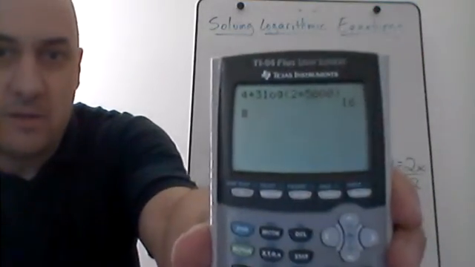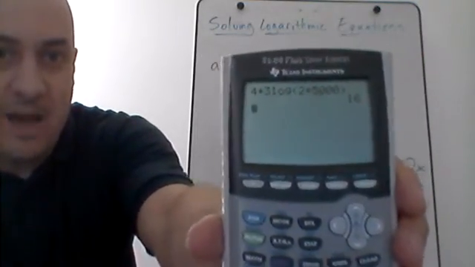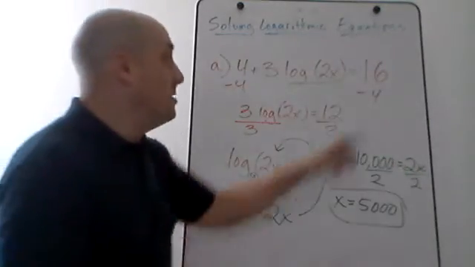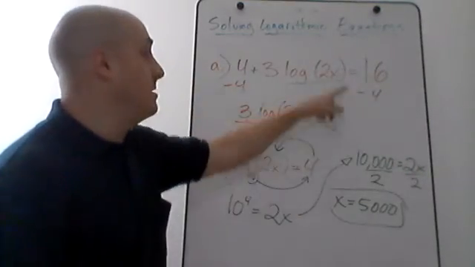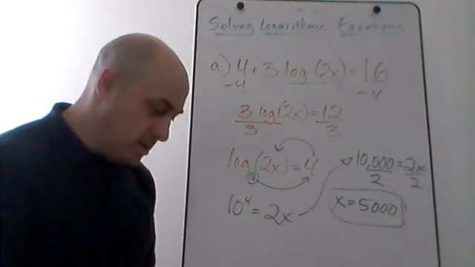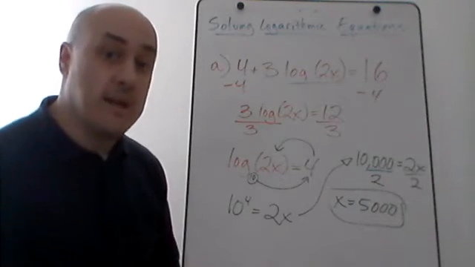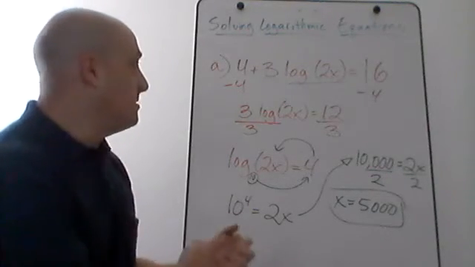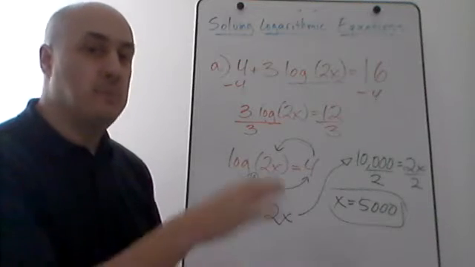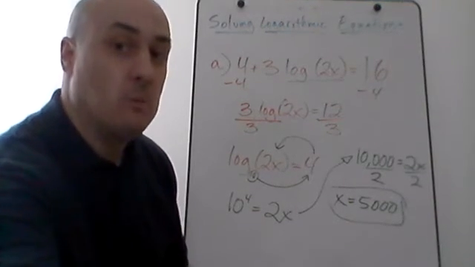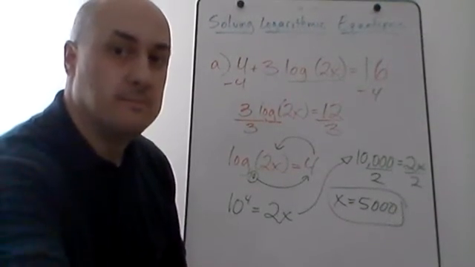and it does, just to show you. So 4 plus 3 log of 2 times 5,000 tells me it's 16, which is what that was equal to over here. So when I plug x equals 5,000 back in, my equation checks out. That's how I know I got the right answer. All right, so that's our first example. I'm going to pause the recording and then put up another example that will work through solving a logarithmic equation.